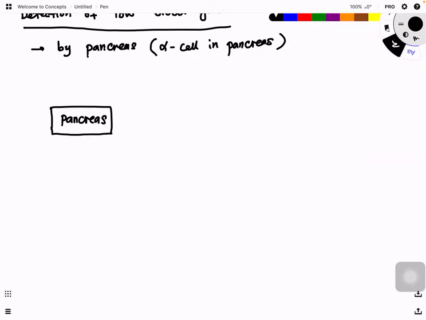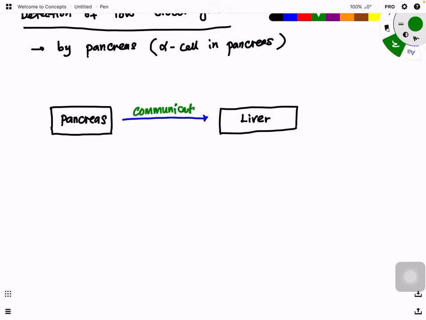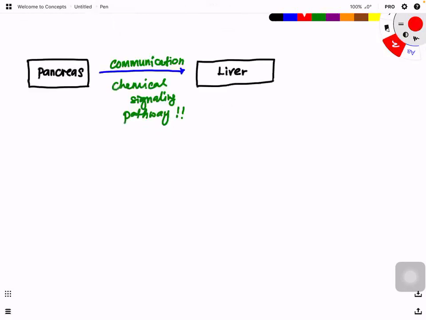Okay, the pancreas wants to communicate with, okay, with who? With the liver, because the liver stores glycogen. So here we need to have the communication. So this communication is by what? By chemical signaling pathway. Are you clear? And this chemical is glucagon.